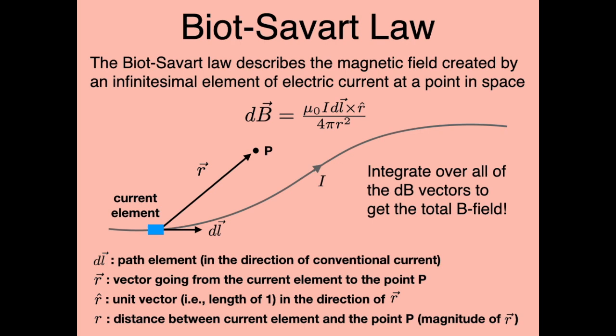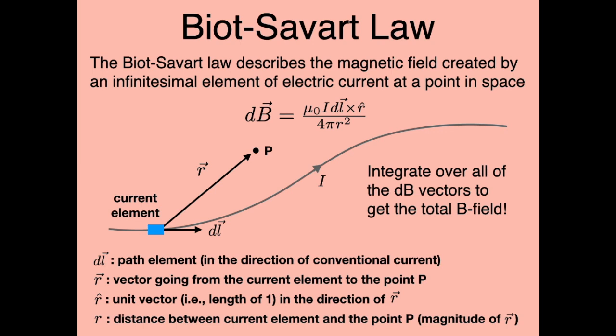So the Biot-Savart Law is a way of calculating a magnetic field. Much like Ampere's law, that's something you can use it for. You can use it to calculate a magnetic field. But the way it works is very different. We think about calculating a magnetic field by breaking it into little infinitesimal pieces and then integrating over all of those pieces to get the total magnetic field.